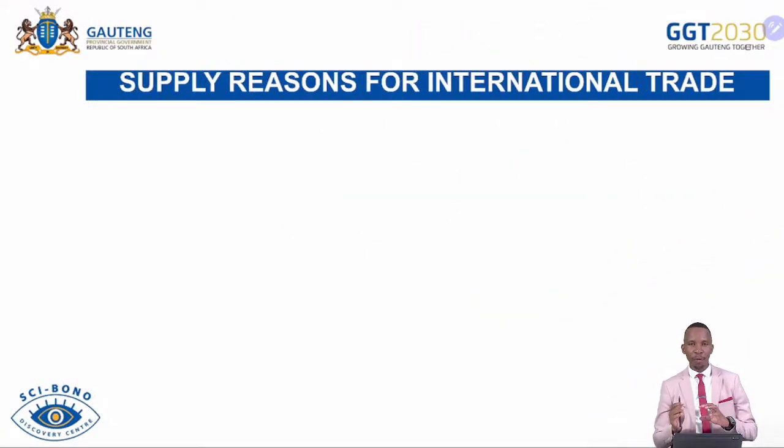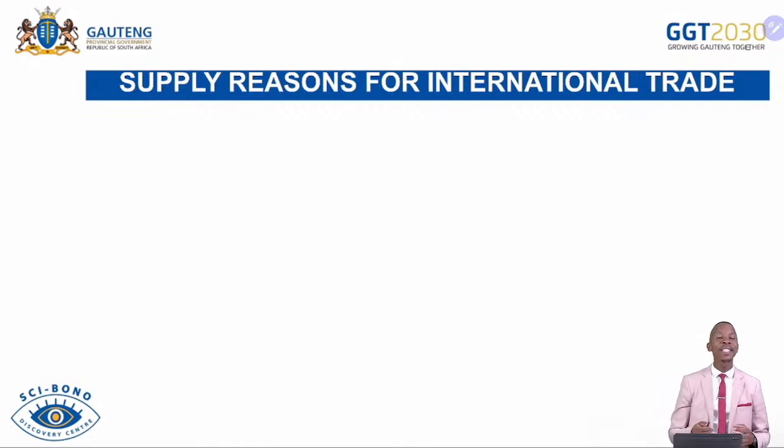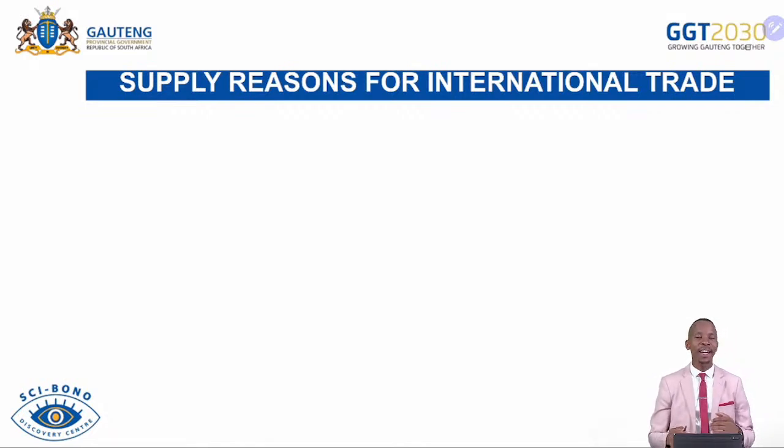And then we move to another side now, which is the opposite. Supply reasons. Why are we supplying other countries, or why are we being supplied? Why do we supply other countries with some goods and services? Remember, each country has its own goods that it is able to produce as compared to other countries. Each country has its own absolute advantage and competitive advantage. Each country has its own specialization in particular goods and services.